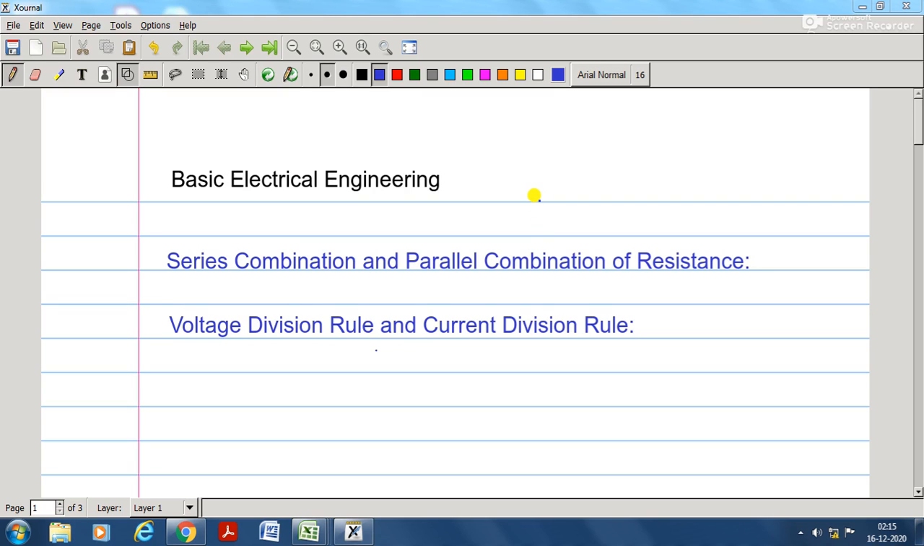So in this video, as a part of the basic electrical engineering course, we are going to discuss series connection and parallel combination of resistance. And then after, we will look at the voltage division rule and the current division rule. So let us begin with series combination of resistance and parallel combination of resistance.